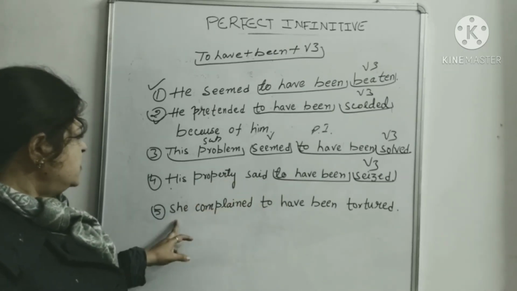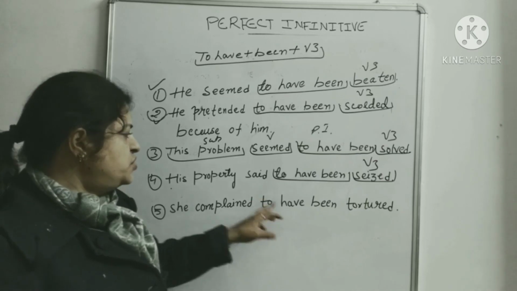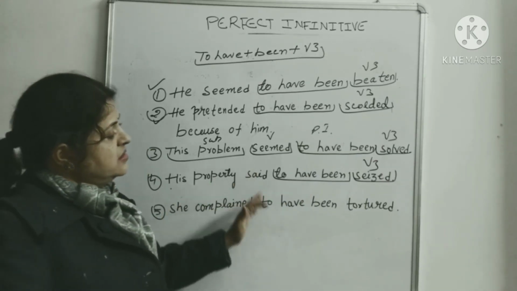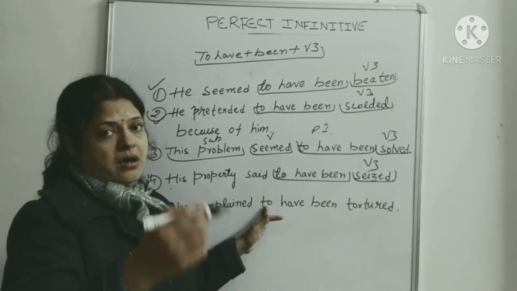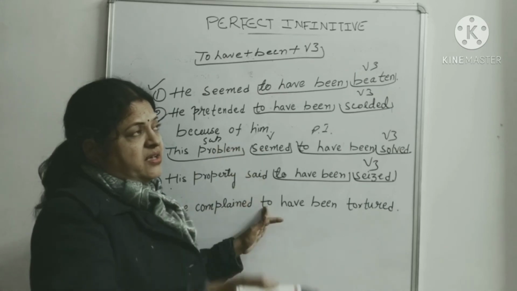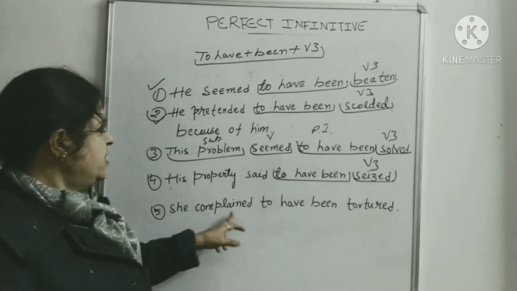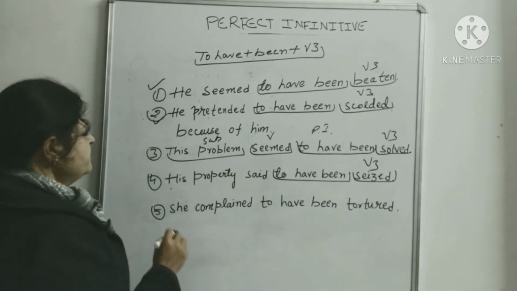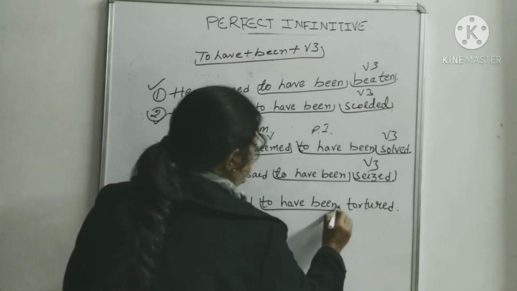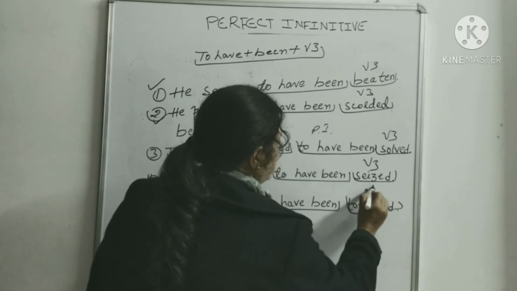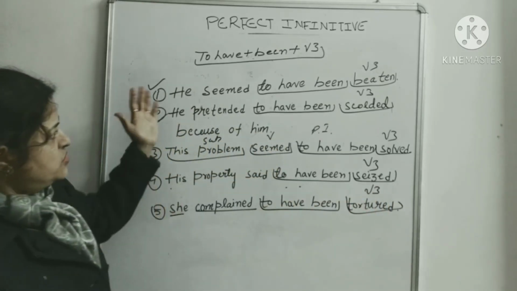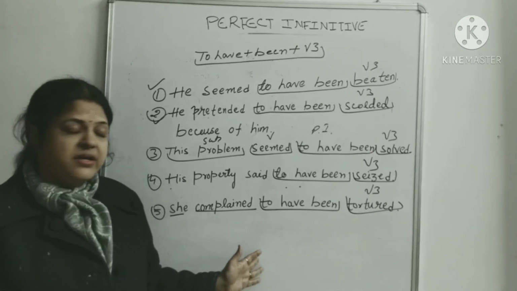She complained to have been tortured, उसने कंप्लेन किया सताया जाने का, मतलब उसको सताया जा रहा था या जाने का उसने कंप्लेन किया। ये भी पैसिव वॉइस में है। She complained to have been, and this is V3, understand, and this is perfect infinitive. Okay, so आज हम perfect infinitive खत्म करते हैं.